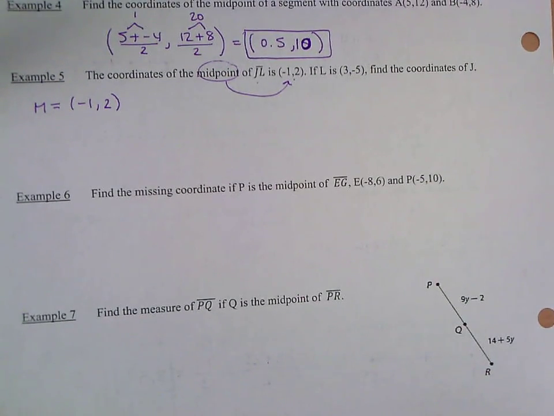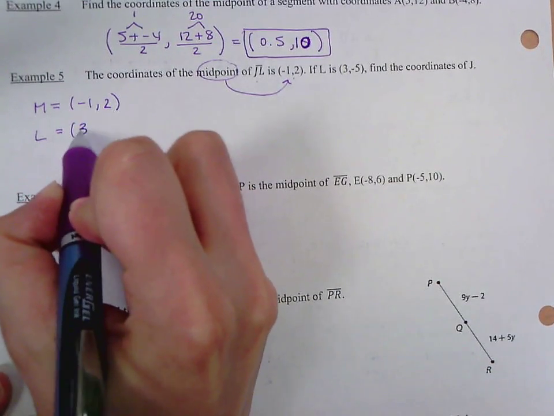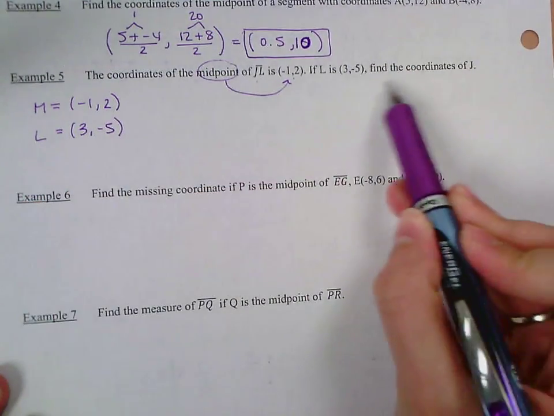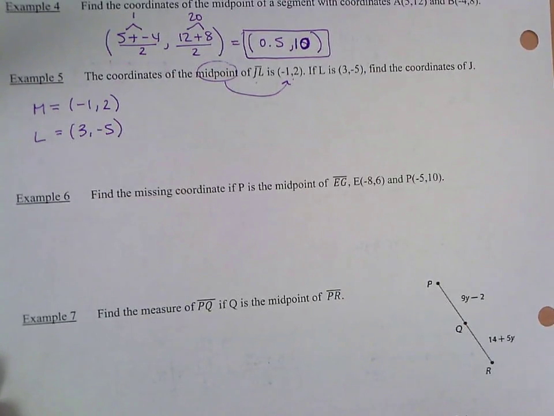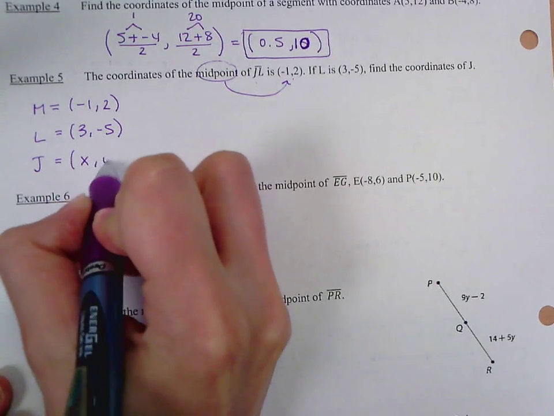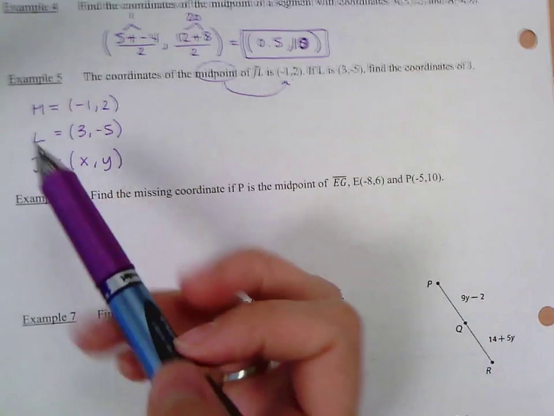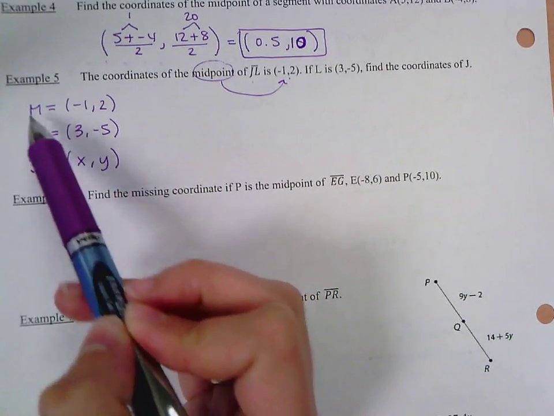So it does give us L. L is (3, -5). But we don't know what J is. We don't know the other endpoint. So for right now, I'm just going to call J the ordered pair (x, y). I don't know what the x and y coordinates are, so I'm just going to put x, y. I'm still going to set this up using my midpoint formula. You just have to make sure you are setting it up correctly with your endpoints and then your midpoint.